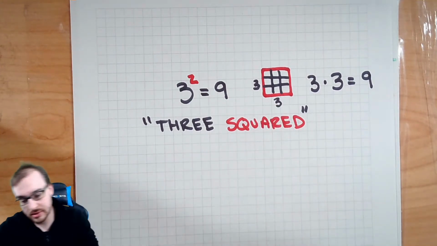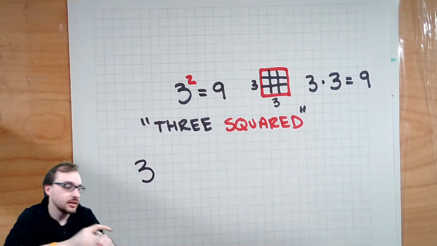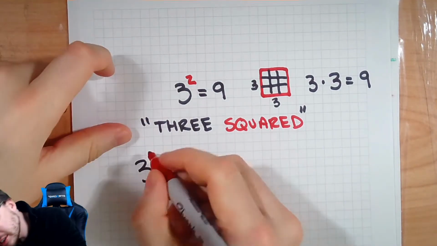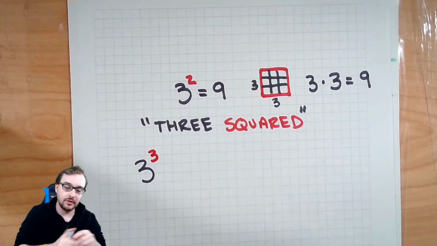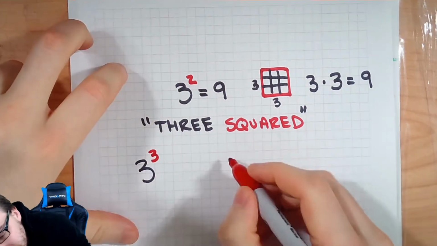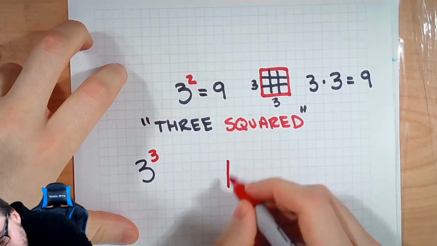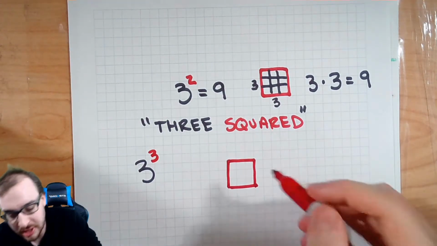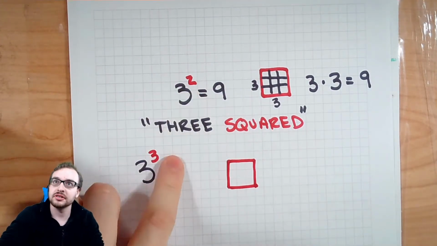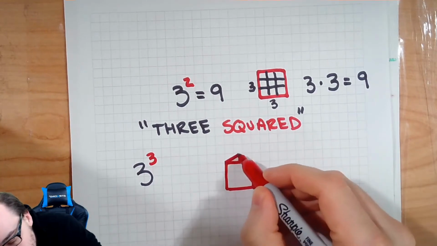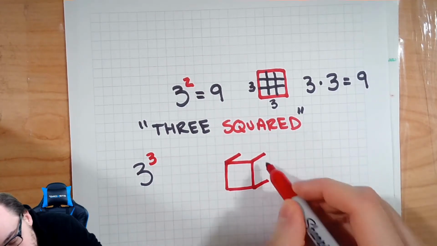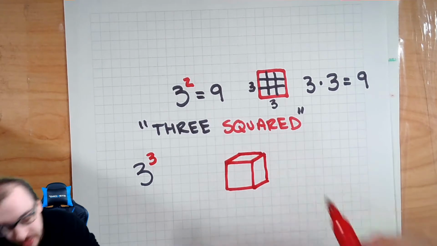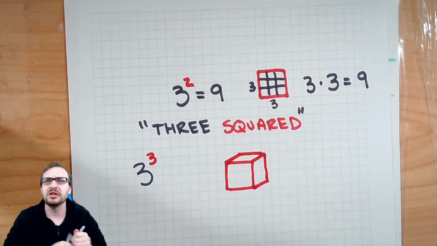Or in this case, 3 cubed is what we would call this. 3 to the 3rd power. What we're really talking about here is a cube of length 3. So there's our square. I'm going to extend this into the 3rd dimension, going from the 2nd dimension to the 3rd dimension. And there you have it. There's our cube.